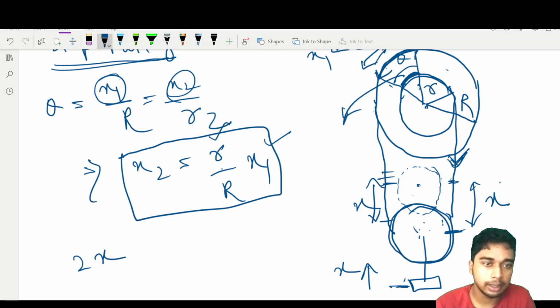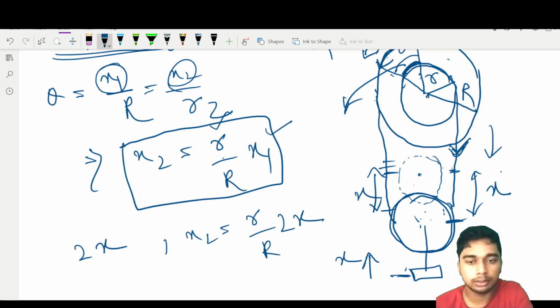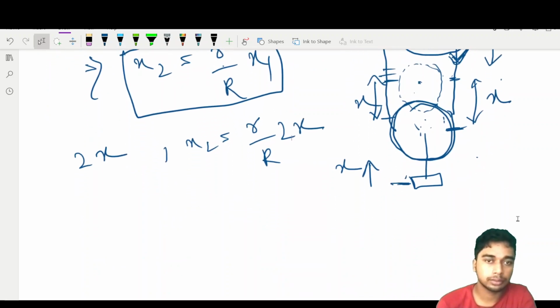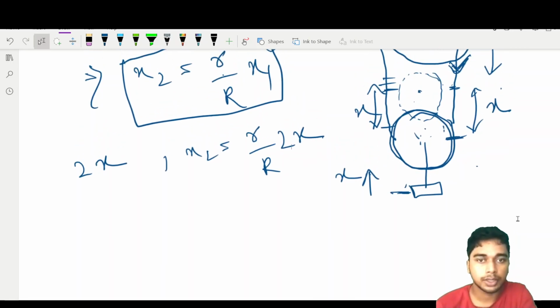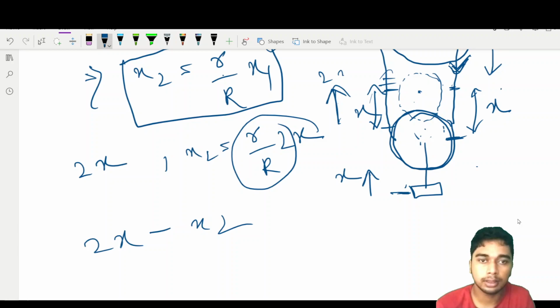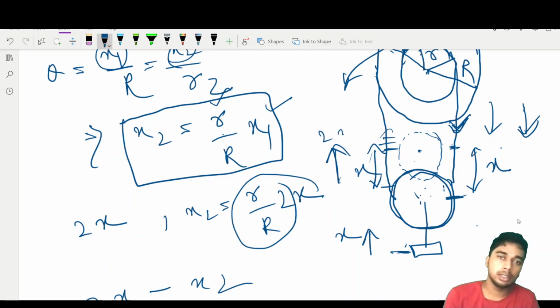Then the wire, this one, will also go down by distance x2, and x2 is equal to small r by capital R times 2x. So net displacement will be 2x minus x2, because it is going up by 2x, since the slack is 2x up, but it is providing a downward slack. It is in the opposite direction, so it is also giving a downward slack by x2.